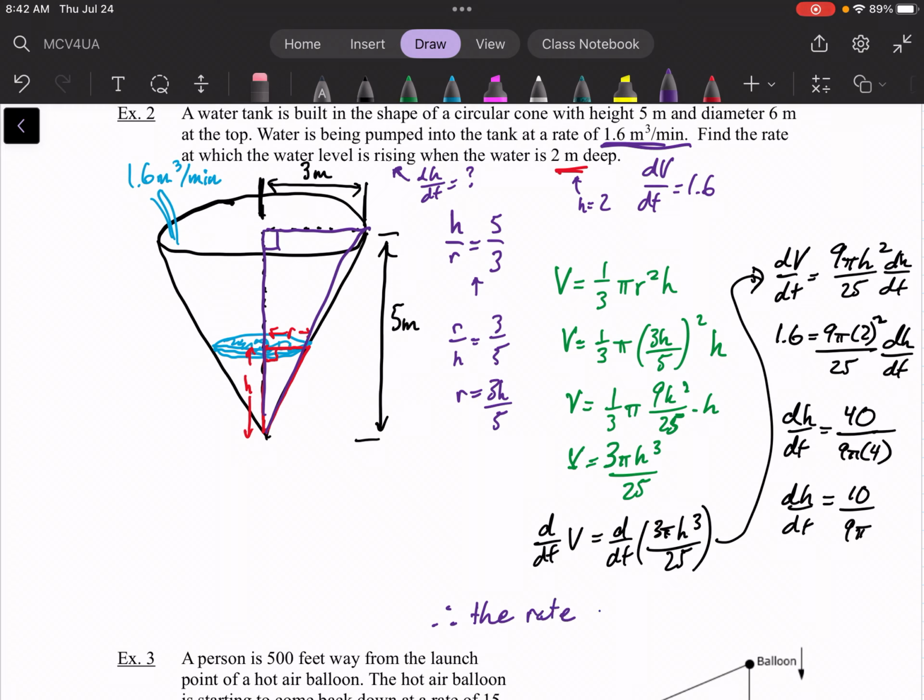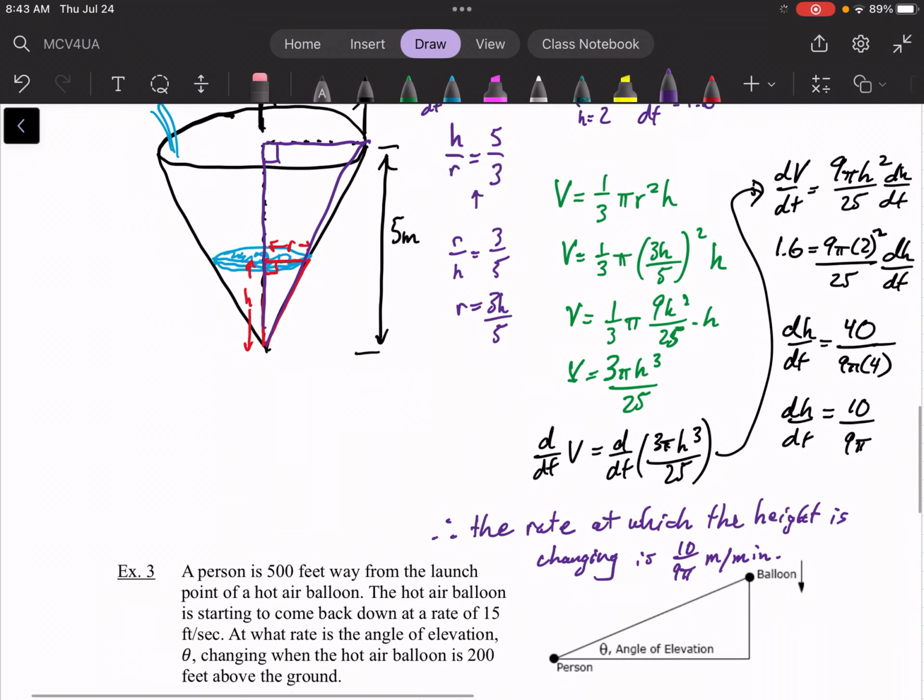The rate at which the height is changing is 10 over 9 pi. This was measured in meters per minute. And there we go for that example.